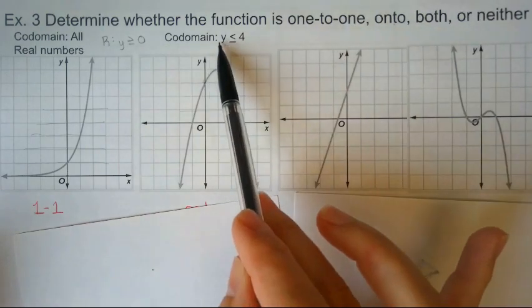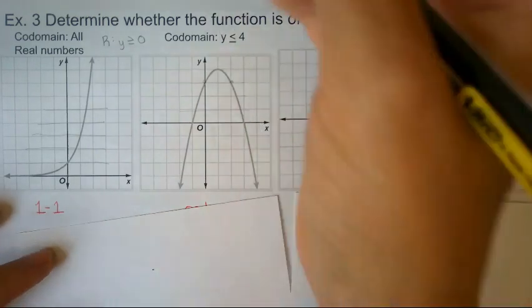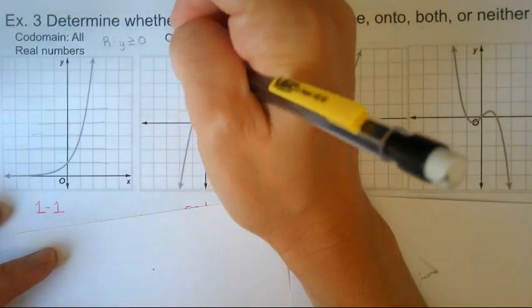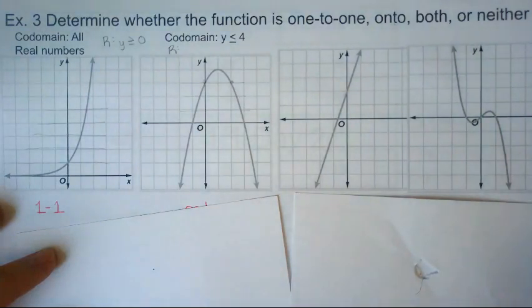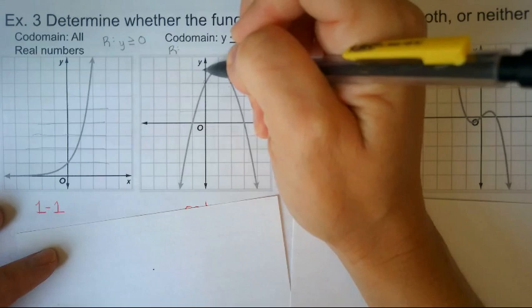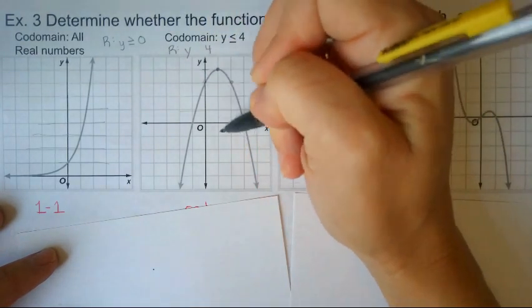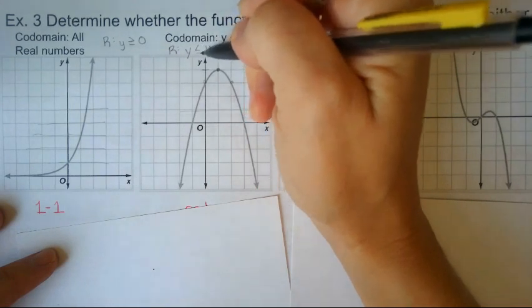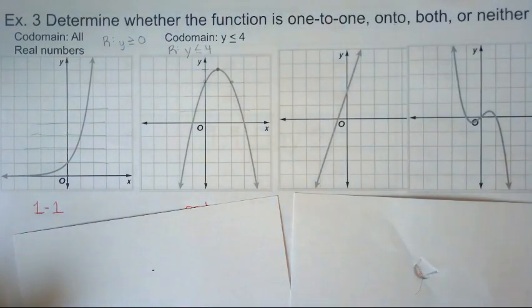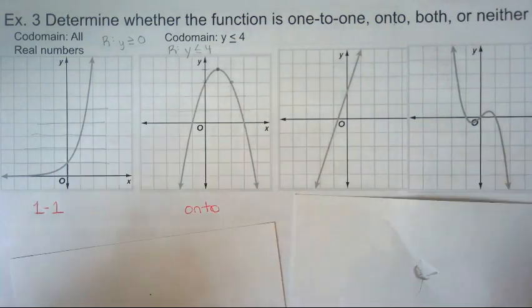Your codomain is already shown right here: y is less than or equal to 4. So now I need to look at the graph and determine what my range is. Well, I see my graph is starting at y equals 4, and it's pointing down, so that means all of my y values are going to be less than 4. So therefore, since these are the same, that would be onto.